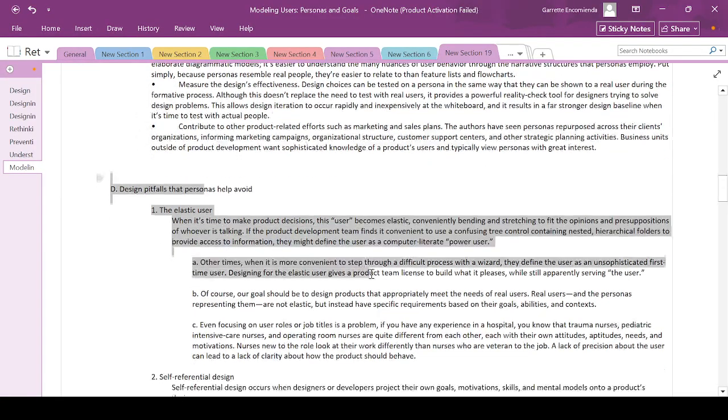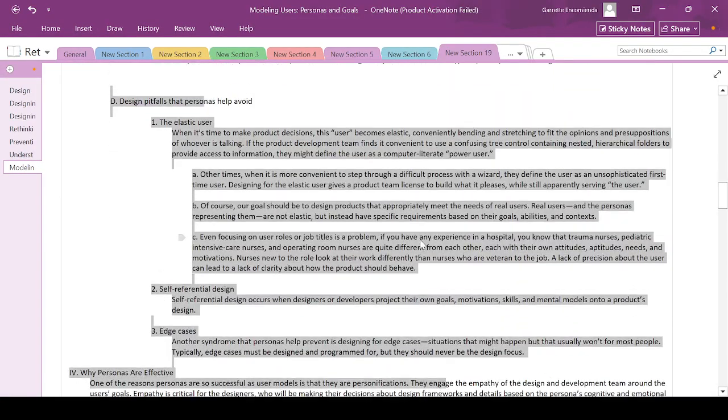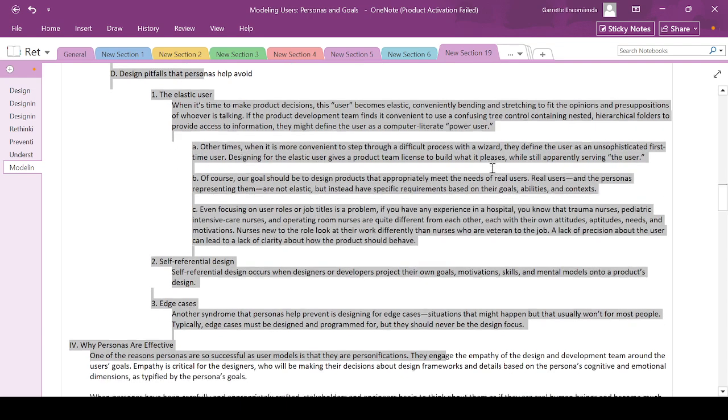So design pitfalls that personas help avoid: the elastic user. When it's time to make a product decision, this user becomes elastic, conveniently bending and stretching to fit the opinions and presuppositions of whoever is talking. If the product development finds it convenient to use a confusing tree control containing nested hierarchical folders to provide access to information, they might define the user as a computer literate power user.